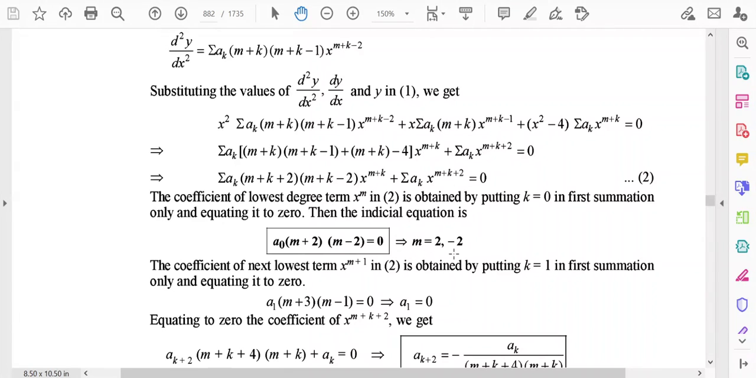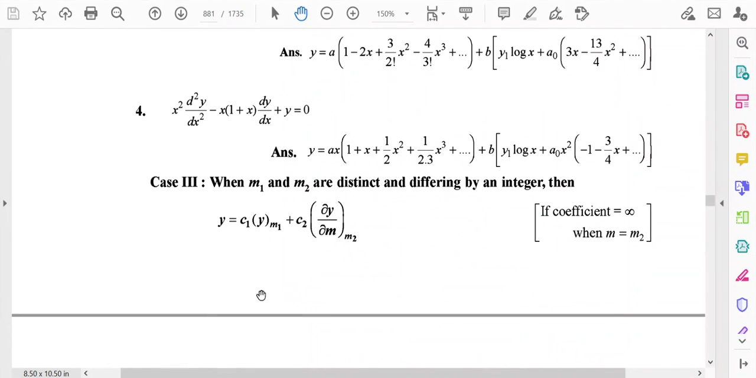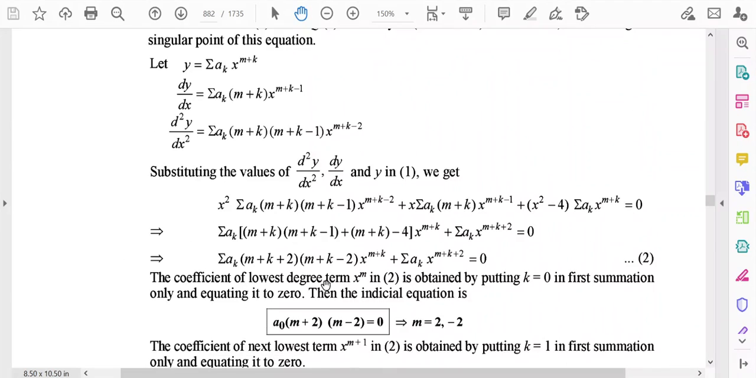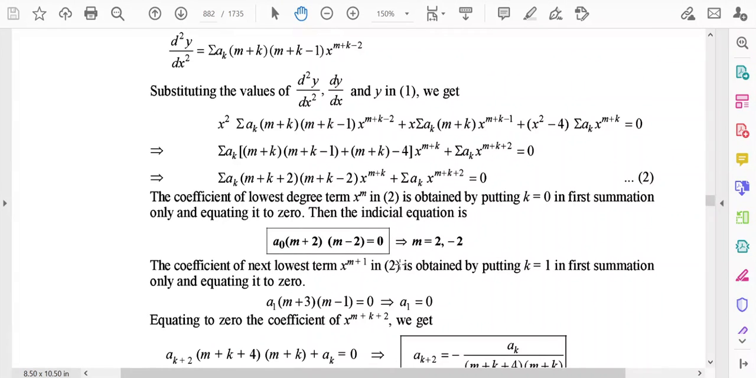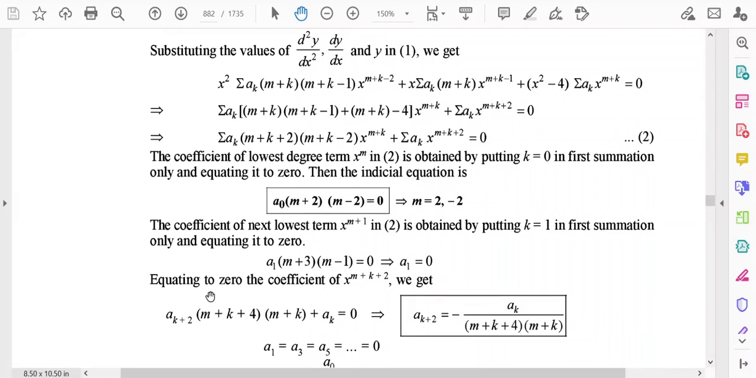So you are obtaining two distinct roots. They are different, and they differ by an integer. So this is the structure of the solution. After calculating the initial equation, you have to calculate the coefficient of the next lowest term x to the power m plus 1. How can it be obtained? You have to put k is equal to 1 in the first summation only and equate to 0. Then you will see that a1 is equal to 0. Then you can calculate the general recurrence relation.